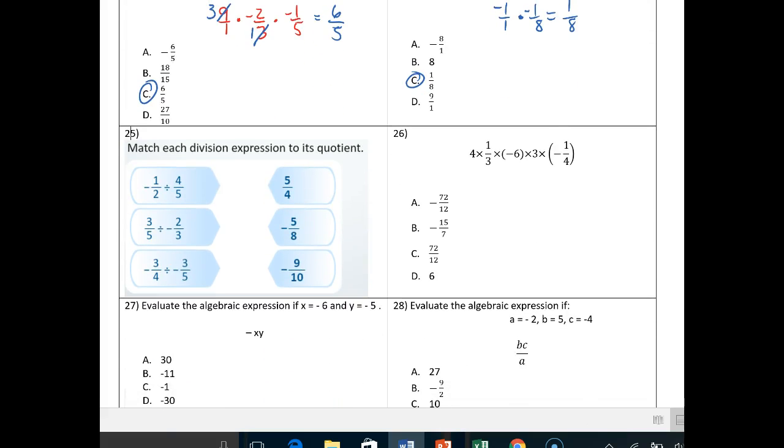Number 25, you just need to flip-flop, so it really should become 1/2 times 5/4, so you can ignore the negatives because all of them but the bottom one will be negative. 3/5 times 3 over 2, 3/4 times 5 over 3. So here we're going to get 5 over 8. That's why that easily matches up with that one. Here you're going to get 9 over 10. That's why that easily matches up with that one. And you don't even have to do the math on the last one to match up. Process of elimination.